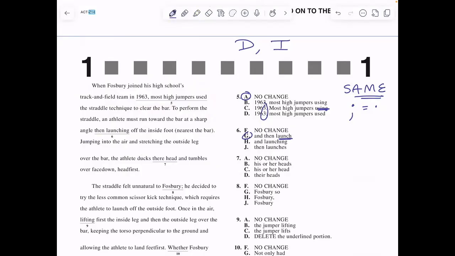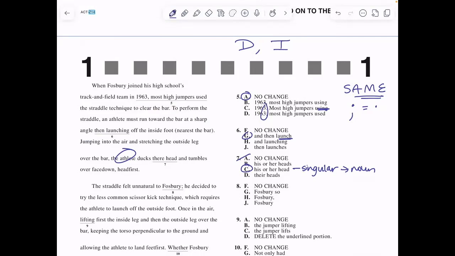So the athlete ducks, well, A is wrong because that's the wrong there. Because it's athlete singular, I would go C. His or her head. We want to keep both singular to match the noun. So that is the secret there.